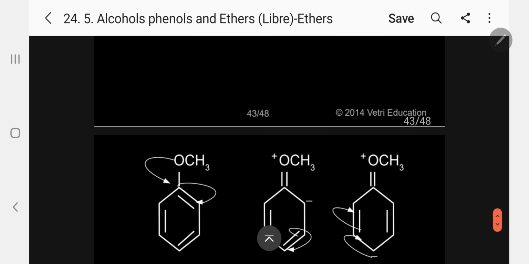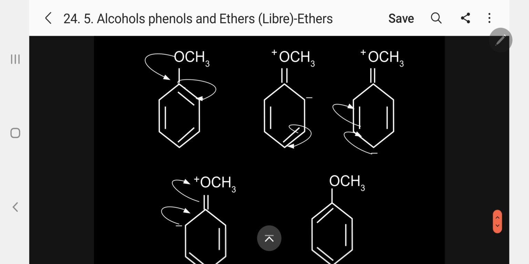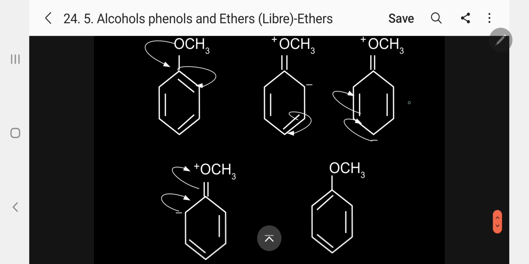Please follow. This is the actual mechanism of substitution, which you have to understand. Kindly follow. Here the lone pair is being released, it is pushing this, and this bond is again pushing. So here we are getting a minus. First step, we are getting a minus. The second step, what is happening?